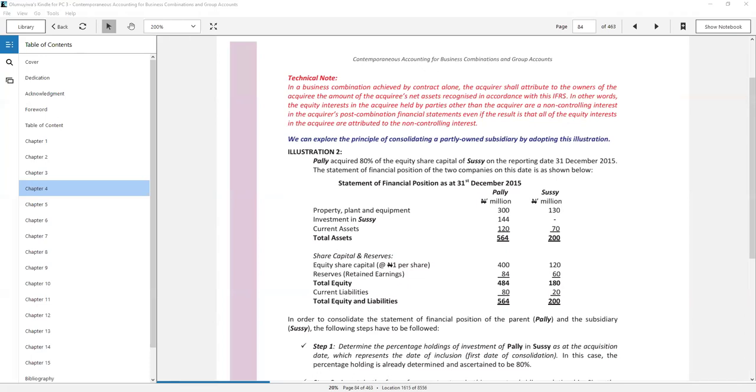Statement of financial position as at 31st December 2015. Just list the items. Don't call the figures. Okay. Property, plant, and equipment, investment in SUSE, current assets, then total assets. Then on the other end, we have share capital and reserves, equity share capital at 1 naira per share, reserves, that's retained earnings, then total equity. Then we have current liabilities, then total equity and liabilities. So okay. Okay, that's all.